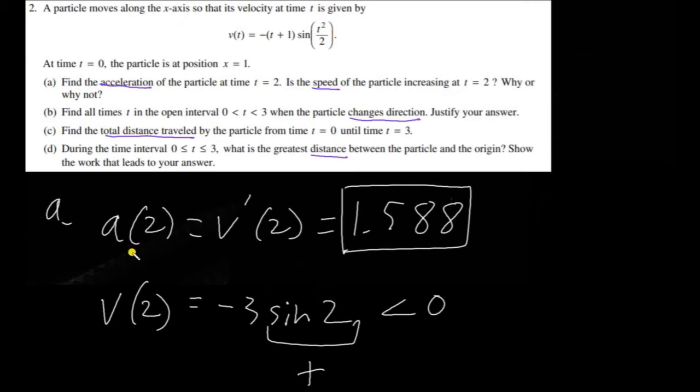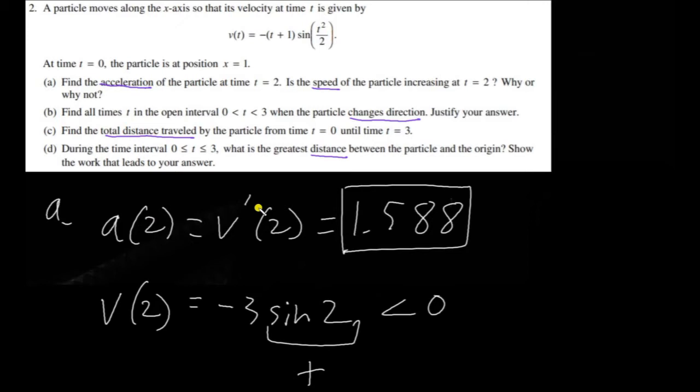That implies that the particle is slowing down. So when we're given an explanation, we're not going to talk about a of 2, we're just going to talk about v prime of 2, because when we're going to explain, it's just a good habit to get into to refer to only the functions they give you. So they gave us velocity, so we're not going to refer to acceleration at all, we're just going to talk about v and v prime.